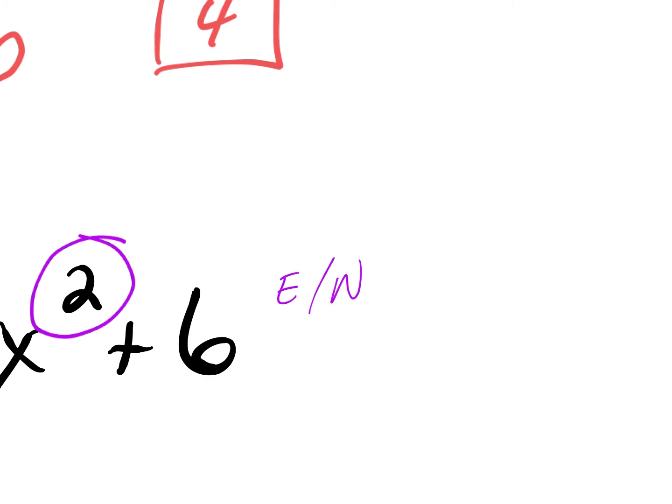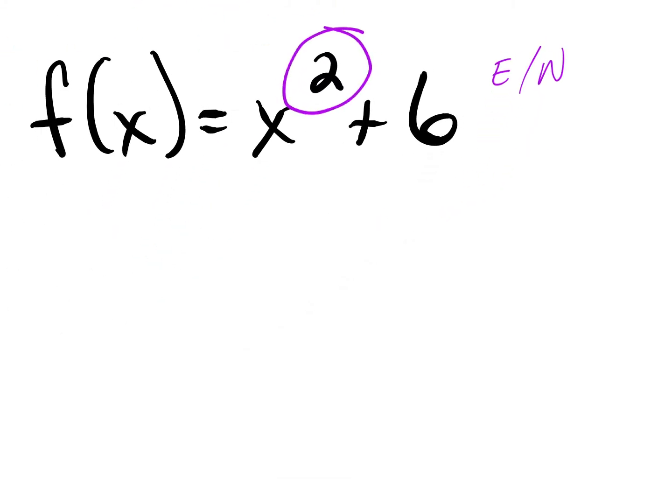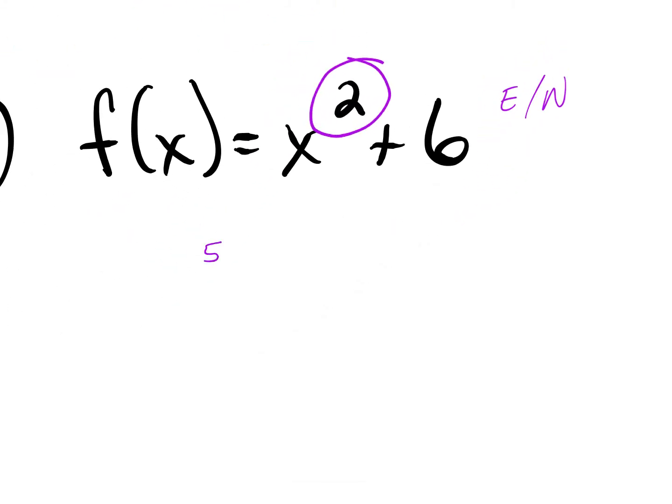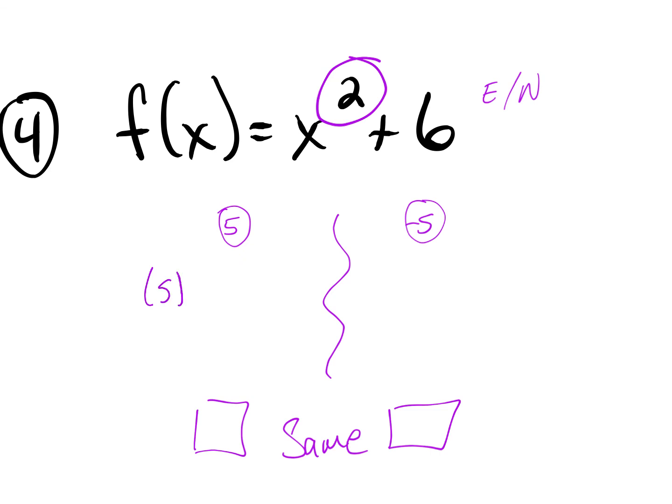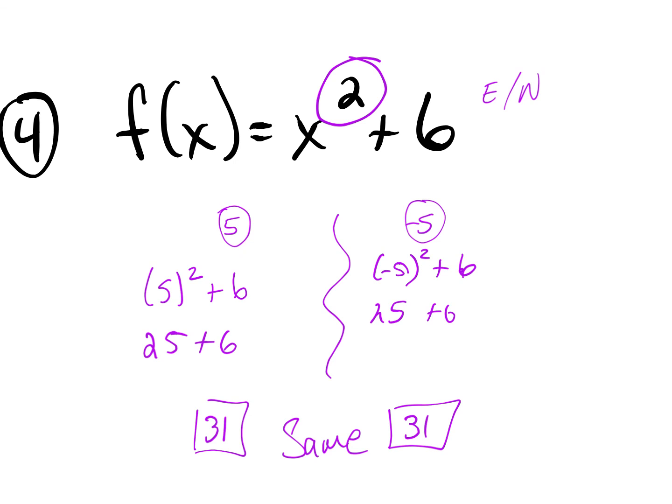Even or neither. So what number do you want to use? 5. And negative 5. What is the relationship between the two answers? Same. All right, well, 5 squared plus 6. What's 5 squared? 25. Plus 6 is? 31. What is negative 5 squared? 25. Plus 6? What'd you guys just prove it to be? It's even.